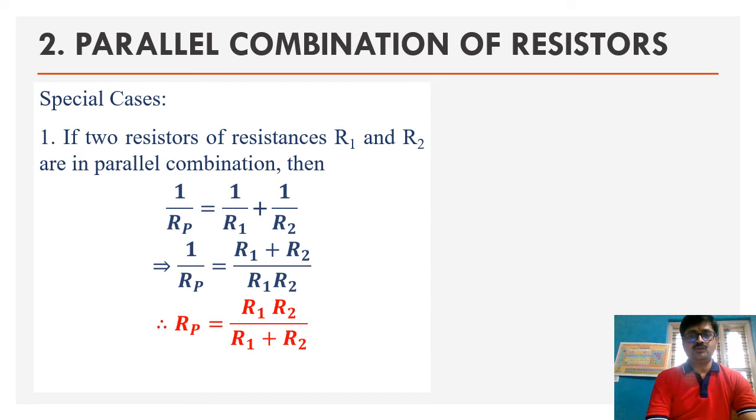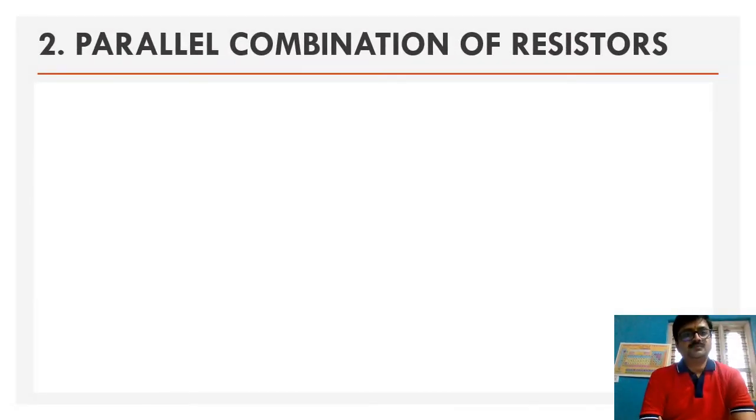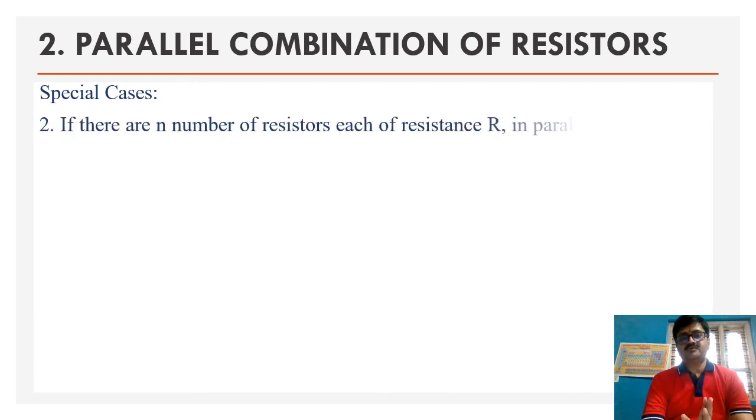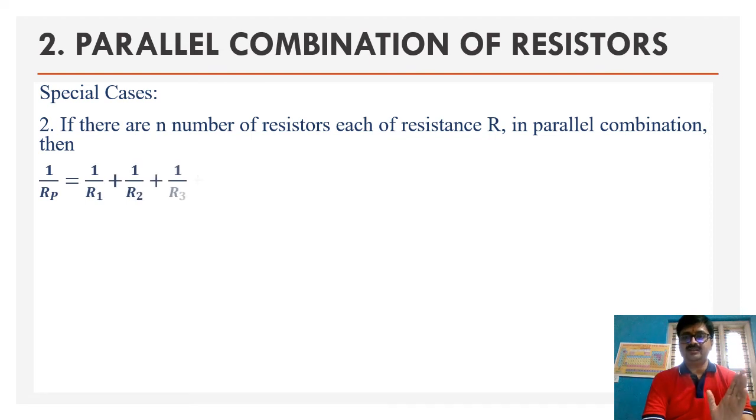Now let's move on to the second special case. In special case number 2, we will consider n number of resistors of same resistance connected in parallel combination. Under that situation, we will be following the same technique that we have followed in the previous case. So here 1 by RP will become equal to 1 by R1 plus 1 by R2 plus 1 by R3 plus so on up to 1 by Rn.